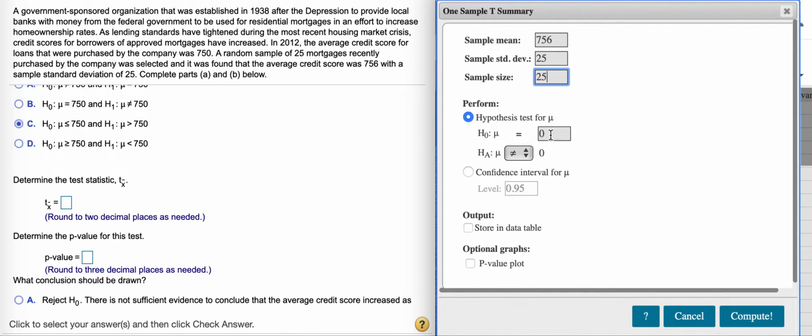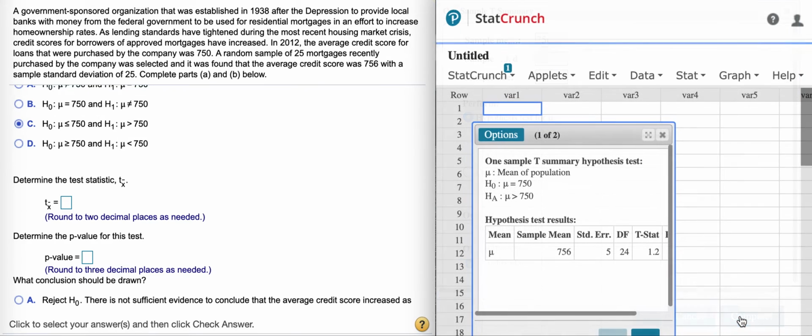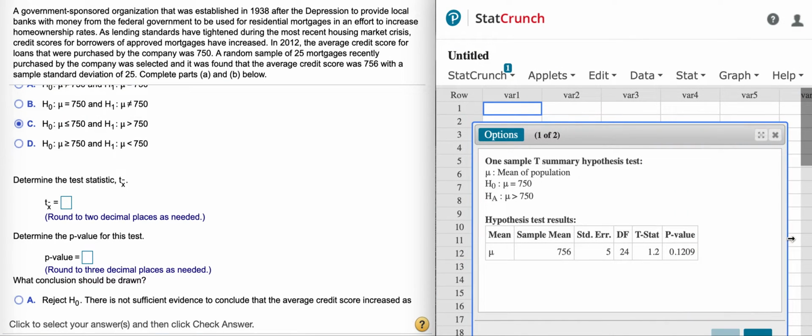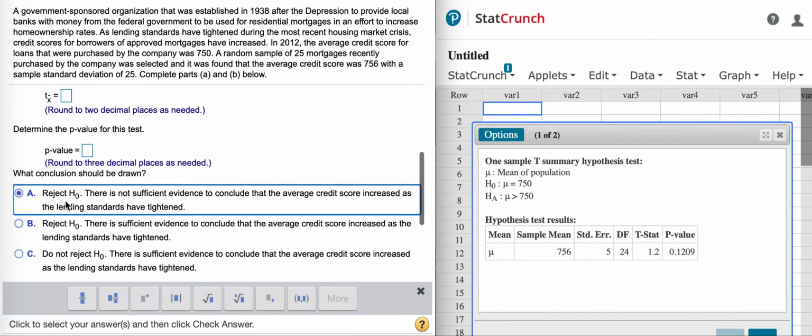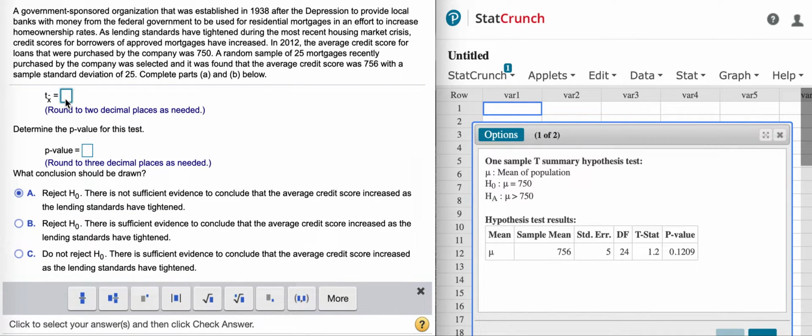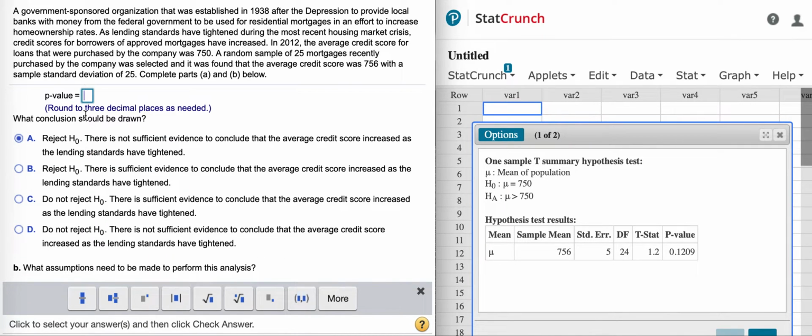So they're suggesting that the mean was 750, and we're seeing if it has increased. So we're trying to argue that it's greater than 750, what it used to be. So if I run the test, I end up with a test statistic T of 1.2 and a p-value of 0.121.